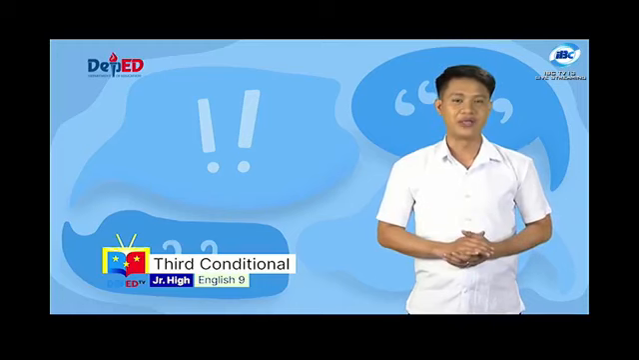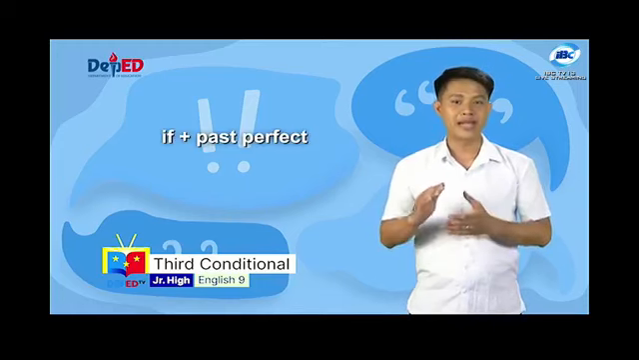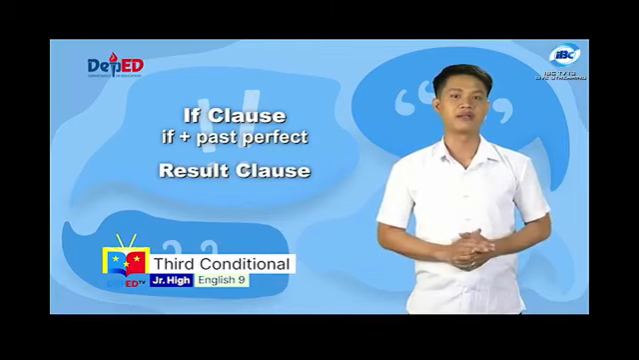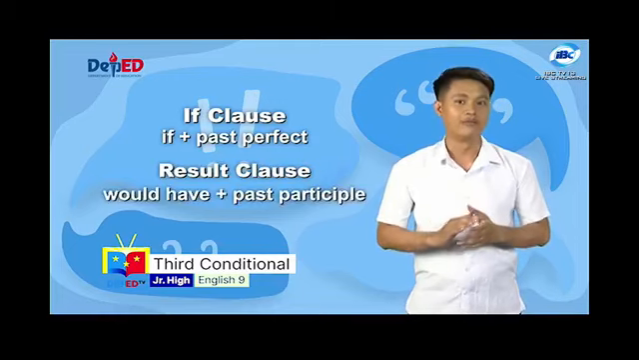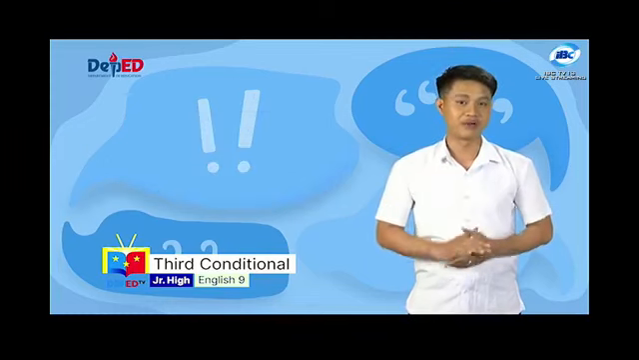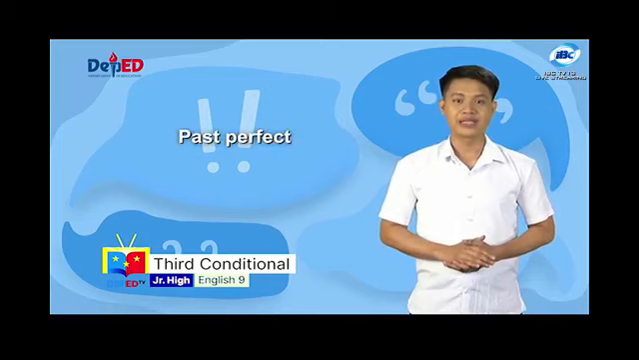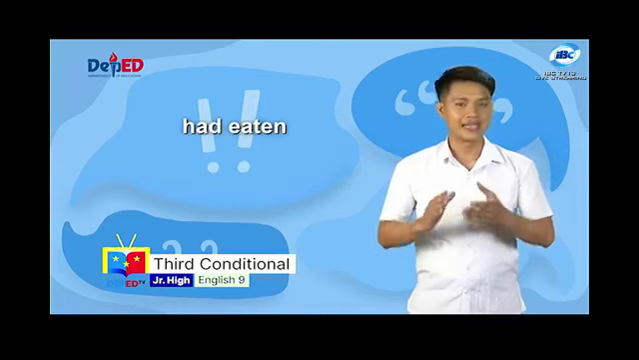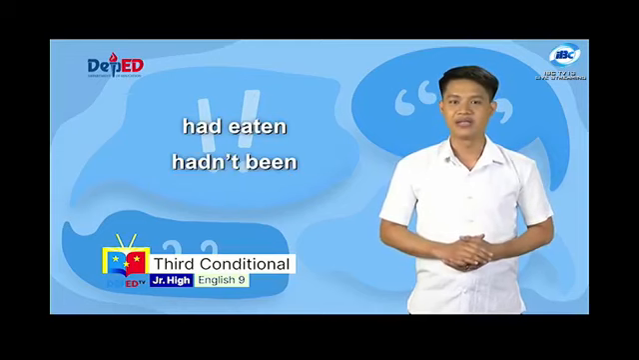In writing the third conditional, we use the past perfect tense in the if clause, and for the result clause, we use would have plus the past participle of a verb. Just to remind us, the past perfect tense is formed by using had plus the past participle of verb. Had eaten, hadn't been, had left.